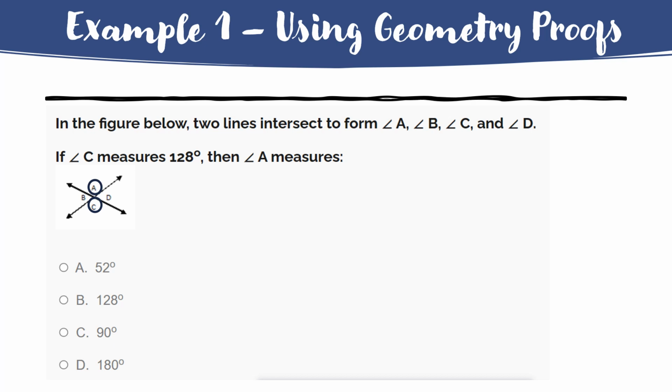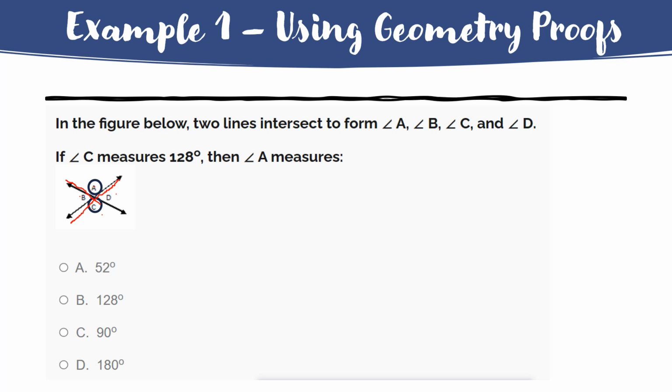So here we're going to have some examples of how to work geometric proofs. But first I want to show you how to find the measure of an angle when you have some congruent angles with some intersecting lines. These lines intersect at this point, and it forms these angles, angles A, B, C, or D.